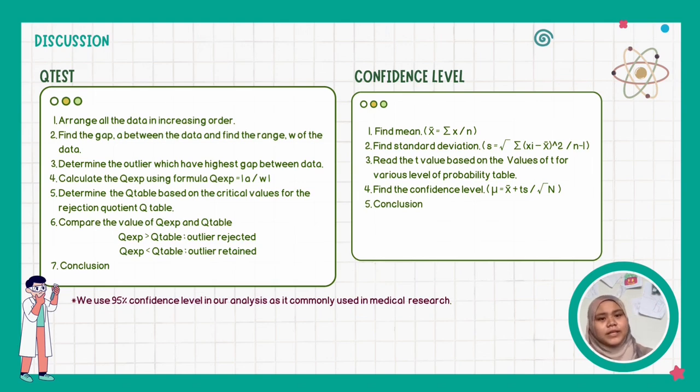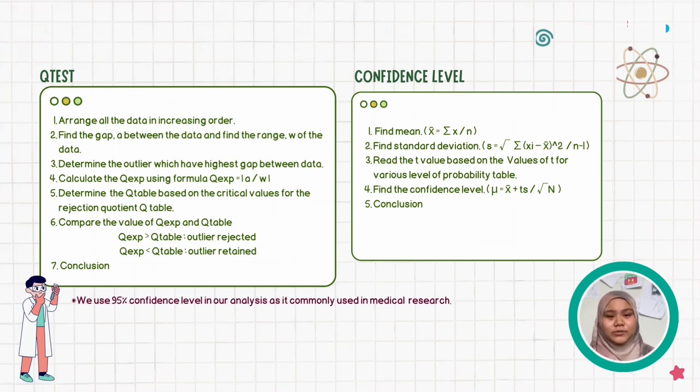Next, the confidence level steps. First, find the mean and the standard deviation. Read the t value based on the table of t values for various levels of probability. On this table, we look at the 95% confidence level column only, as I said, it is commonly used in medical research. And then find the confidence level, or mu, using this formula. Lastly, the conclusions. So the confidence level gives us more reliability of the glucometer readings after the Q test.